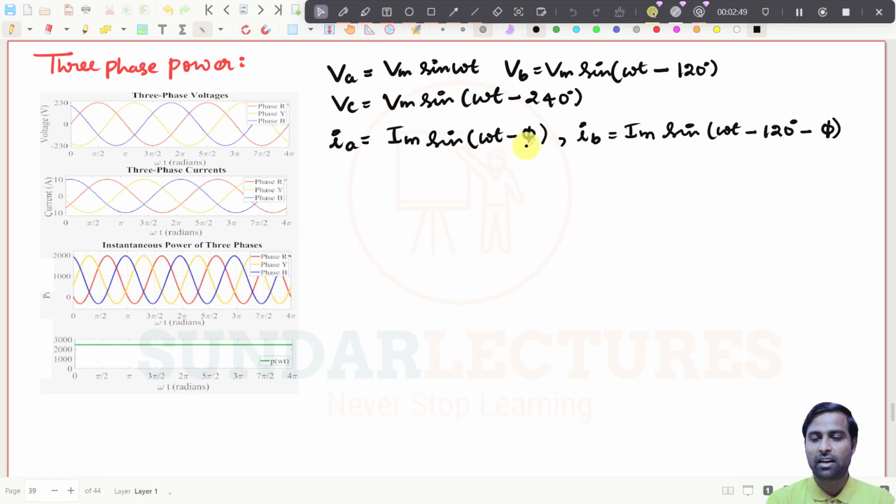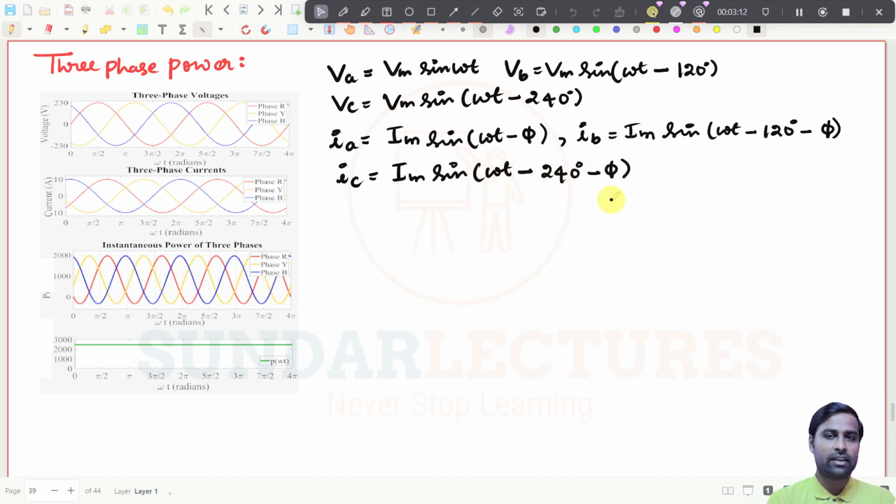If I put plus here, that will be the leading power factor, then it will be a capacitive load. All those kinds of things we have already seen. So this is IC, and IC I am taking to be Im sine of omega t minus 240 degree minus phi. So these are now the values of VA, VB, VC, IA, IB, IC. All those we have written here.